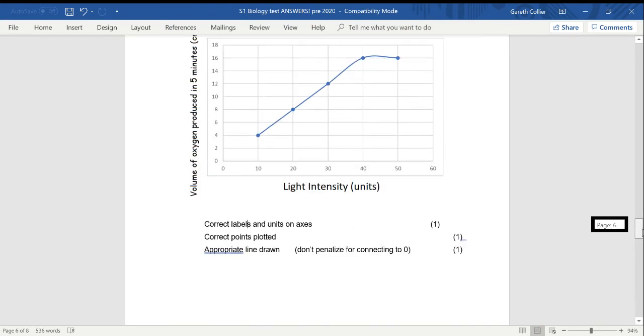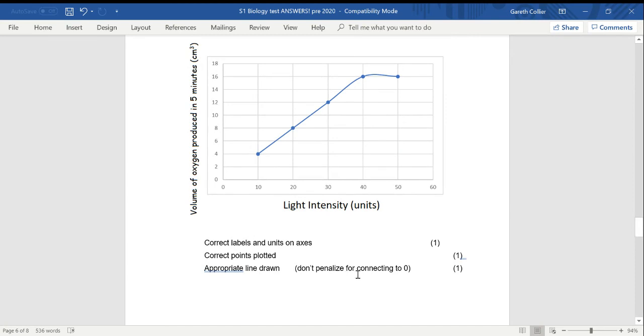Appropriate line drawing. Don't penalise for connecting to 0. So we'll come back to that in a second, but let's see. So that looks fine. It's a straight line. This little hiccup here isn't great though. So I've deliberately, we'll imagine, put this on to show that that's not good enough, okay? So it has to be a perfectly straight line across at 16 because we have no data to suggest that there would be this little bump.